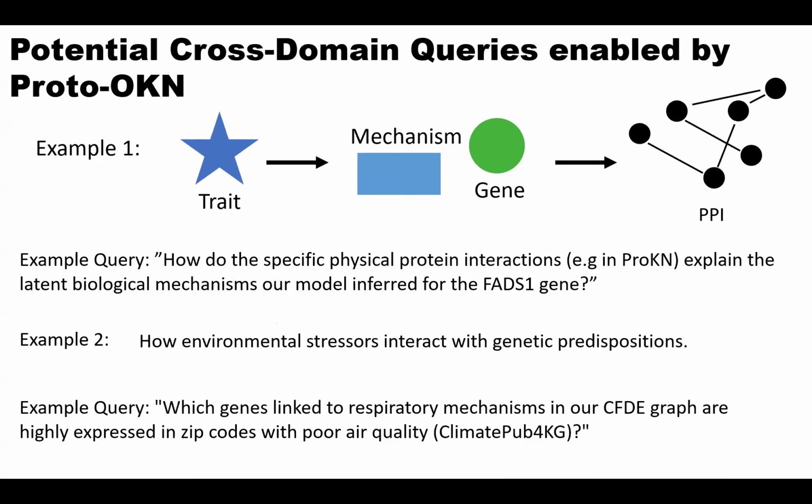That's sort of the universe of proteins, genetics and genomics. But what about things like environmental stressors? There's a climate hub KG where you can ask a question like, which genes linked to respiratory mechanisms in our CFDE graph are highly expressed in zip codes with poor air quality?